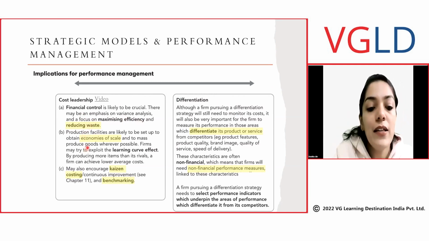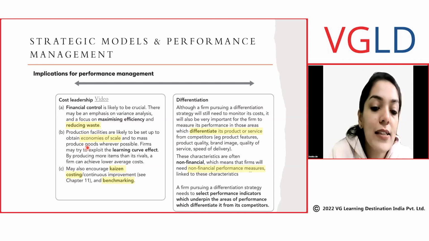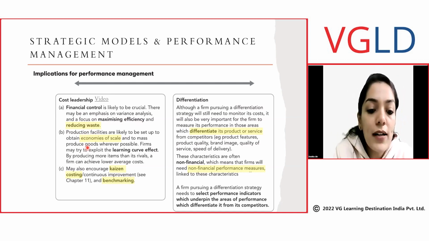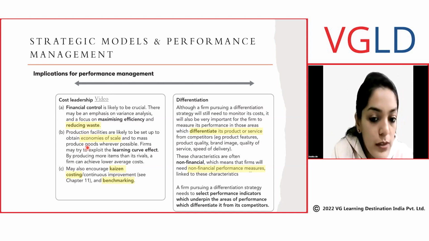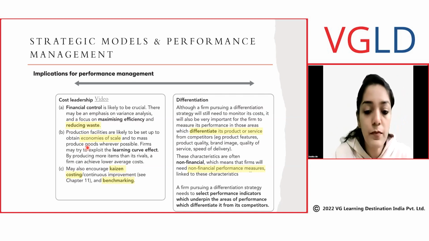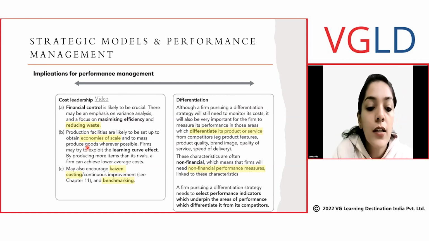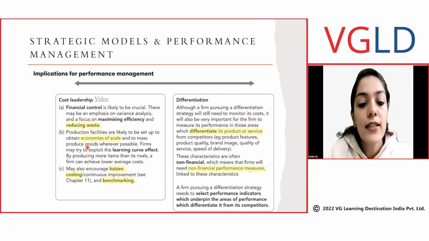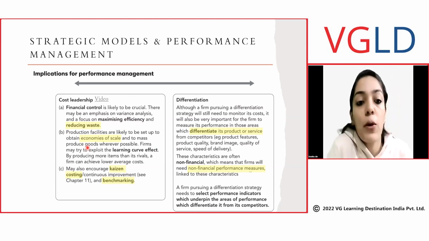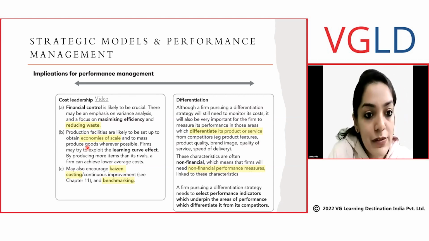Then next, production facilities are likely to be set up to obtain economies of scale. We saw those examples, right? And to mass produce goods wherever possible. Firms may try to exploit the learning curve effect. This is also a topic in the performance management paper. So what does the learning curve effect say?